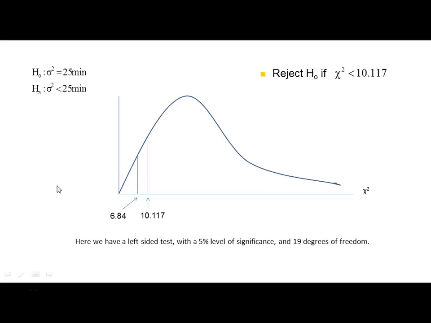Take a look at this graphically. It's a left-sided test, so the rejection area is going to be in the left end of the distribution. Our critical chi-square is 10.117, and again, I'm going to go to the table in a moment to show that to you. So we would reject the null for anything below there, and 6.84 falls into that range. It is below 10.117.